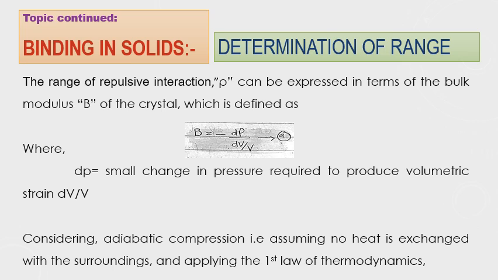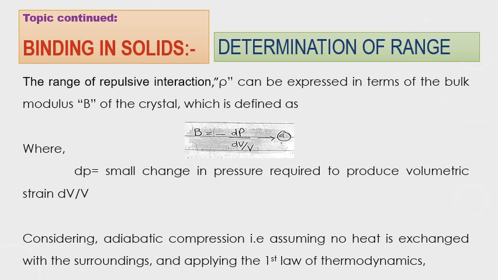The range of repulsive interaction rho can be expressed in terms of the bulk modulus B of the crystal, which is defined as B is equal to minus dP over dV divided by V. Bulk modulus is defined as the ratio of the infinitesimal pressure increase to the resulting relative decrease of the volume, where dP is a small change in the pressure required to produce the volumetric strain dV over V.